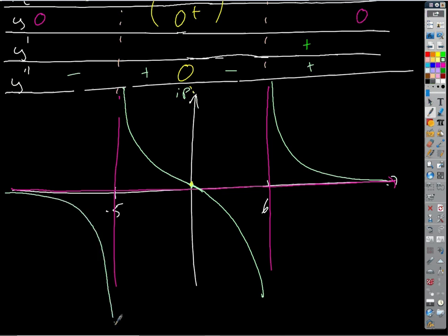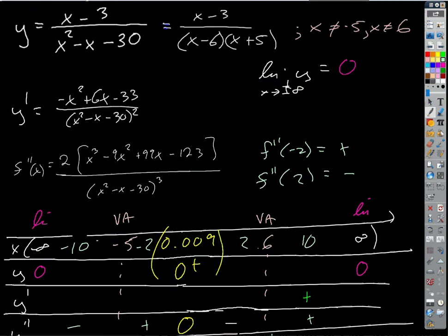So this function, does it have symmetry based on the graph? No, it doesn't quite, does it? How come? That point's not at the origin, right? So it doesn't have that rotational symmetry. So if we were to check our test for symmetry, we should find that this thing doesn't have symmetry. Okay, how come?